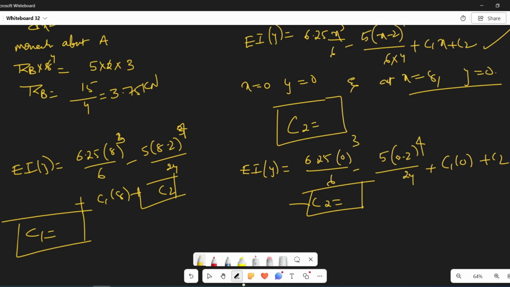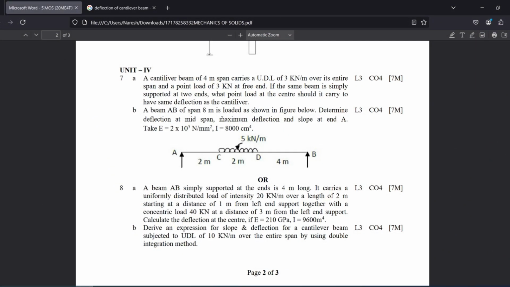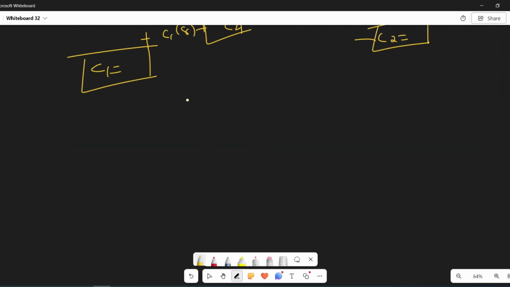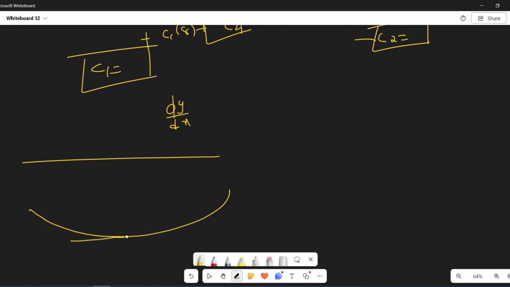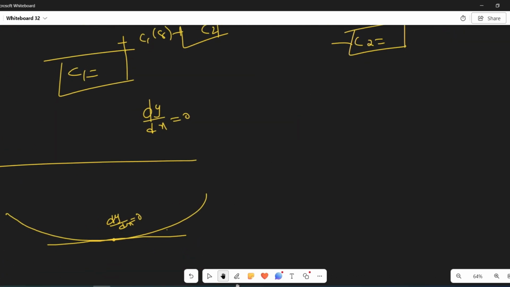Now you will have the deflection equation, so with that you can find deflection at any location. You were asked to find the maximum deflection. To get the maximum deflection, suppose the beam is like this and it is going to deflect like this, at the maximum deflection dy by dx is equal to 0. So substitute that. As you know the value of C1 from this boundary condition, substitute that value.